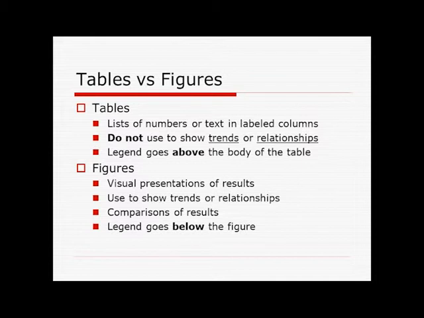So if we're trying to show trends or relationships with our data, it's going to be better for us to use some other graphic, so maybe a bar graph or a line graph, something like that. Whenever we're writing tables, the legend goes above the body of the table. Whenever we're doing figures, the legend goes below the figure. Figures are great for visual presentation of the data. They're really good for showing trends and relationships.